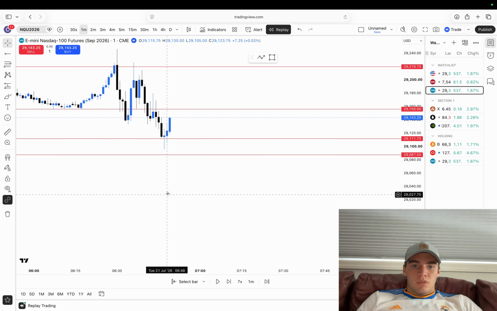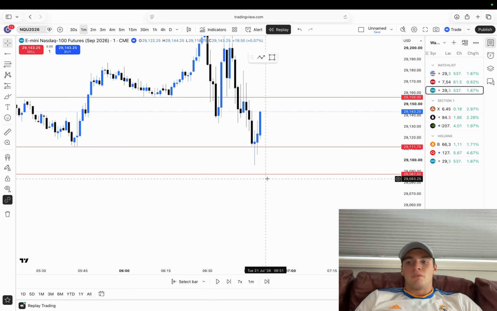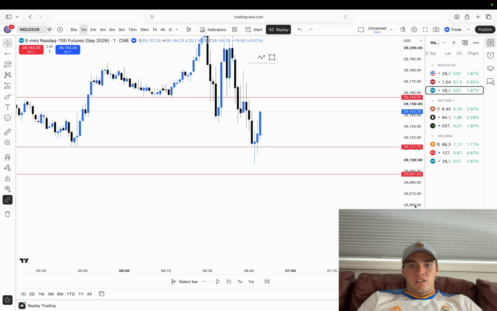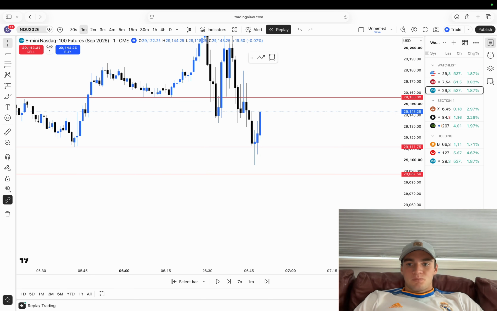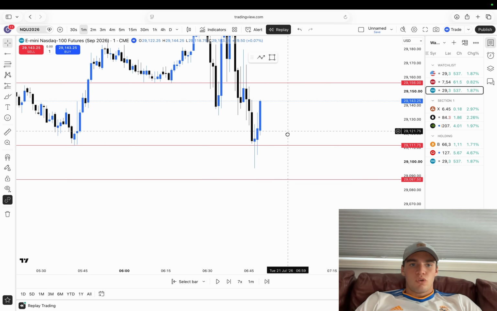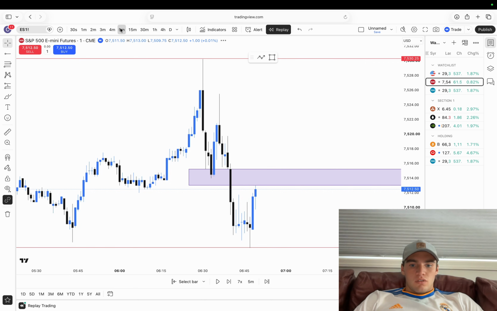Usually it wouldn't be enough for me to take long. The only reason why I'd take a trade with this 4-hour at my stop is just because it's on evals. I'm trying to take more trades than I usually would. I'm just full porting the accounts really. So let's see.